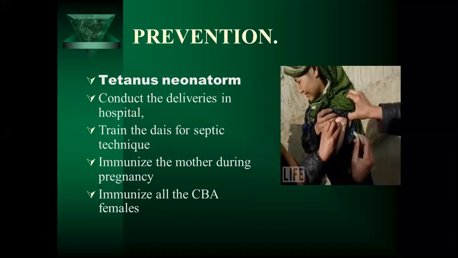And then prevention is important, because, as I told you, prevention is better than cure. Once the disease happens, the patient can die or needs prolonged hospitalization. And this is a preventable disease. We can prevent it by vaccines. Or we have to take precautions during deliveries, like conducting deliveries in the hospital, training the dais in aseptic techniques, immunizing the mother during pregnancy with the tetanus vaccine, and immunizing all childbearing age females for tetanus.